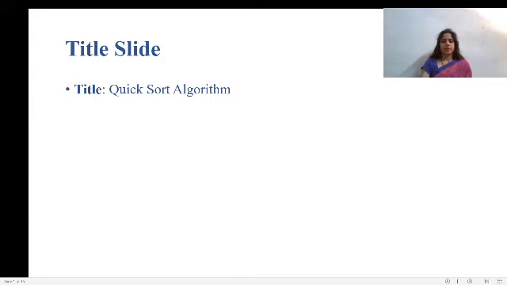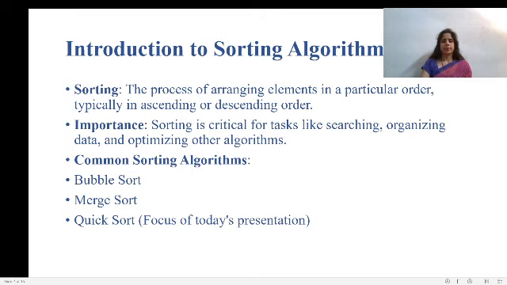Hello everyone. Today our topic is the quick sort algorithm. What is sorting? The process of arranging data elements or array elements in a particular order, basically in ascending order or descending order, is called sorting.